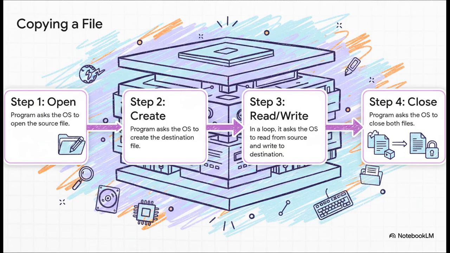And this is a perfect example of how it works. Let's say a program wants to copy a file. It doesn't just grab the data itself, no way. Instead, it makes a series of system calls. First, it asks the OS, hey, can you open this file for me? Then, it makes another call to create the new file. After that, it gets into a loop, repeatedly calling read and write to shuttle the data across. And when it's all done, it tells the OS to close both files. The app is like the project manager, but it's the OS that's doing all the heavy lifting through these essential services.